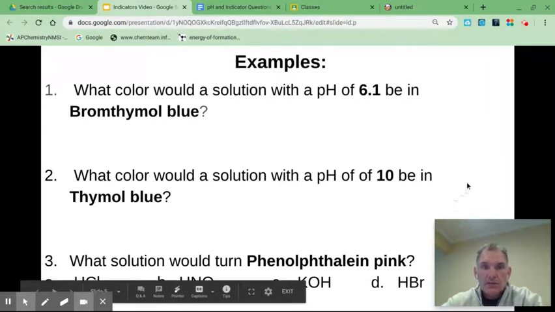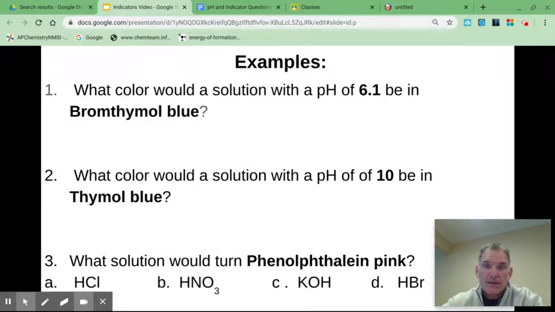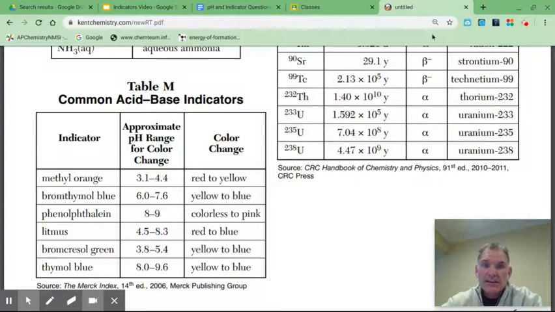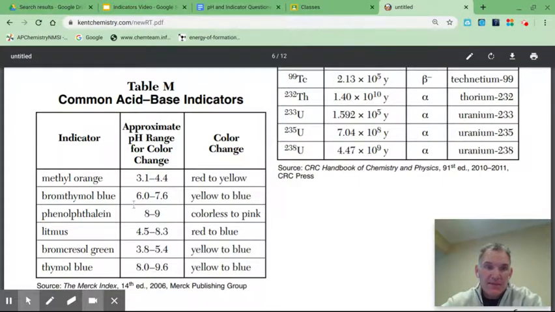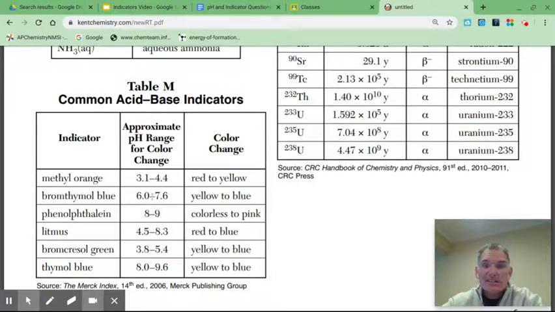What color would a solution with a pH of 6.1 be in bromothymol blue? So 6.1, bromothymol blue. So again, you got to be careful. On table M, there's bromothymol blue and there's thymol blue. The question said bromothymol blue, so I know I'm here. It said a pH of 6.1. Notice 6.1 is right around 6.0. So that means the color that I should see is yellow.